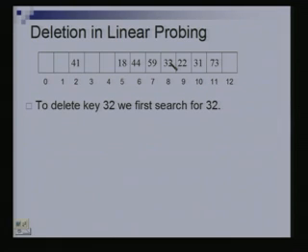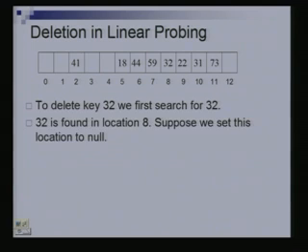Remove 32 from here? Should I remove 32? 32 is found in location 8. Now, suppose I just remove it by setting this location to null. I remove 32 from here. Is this a good idea? No. Why not? Why is this not a good idea?